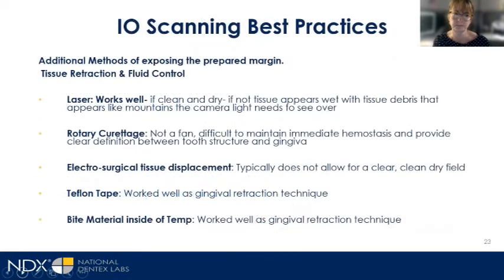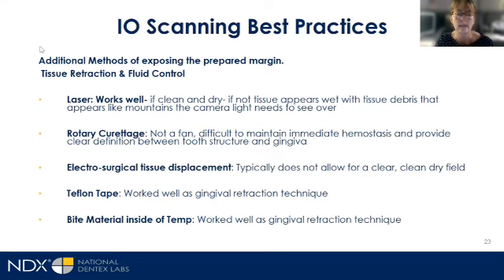Super important. And so people will ask me about other materials, blue mousse inside of a temporary, or Teflon tape. I mean, I've come across some really strange things. Rotary curettage, not a fan. For PVS, it might work fine. But what happens when the tissue is cut is that then, even if it's not actively bleeding, it's raw. It shows up almost reflective in the scans themselves. So be very careful about rotary curettage and about laser.